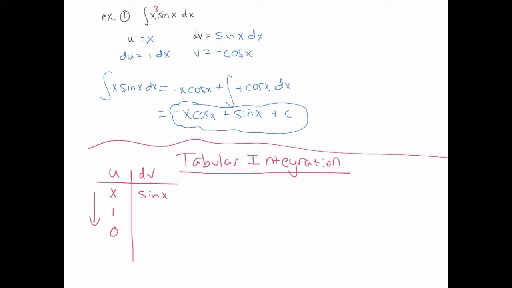And then you take the antiderivative of the right column until you match up to the 0. So the antiderivative of sine of x is negative cosine of x. The antiderivative of negative cosine of x is negative sine of x.